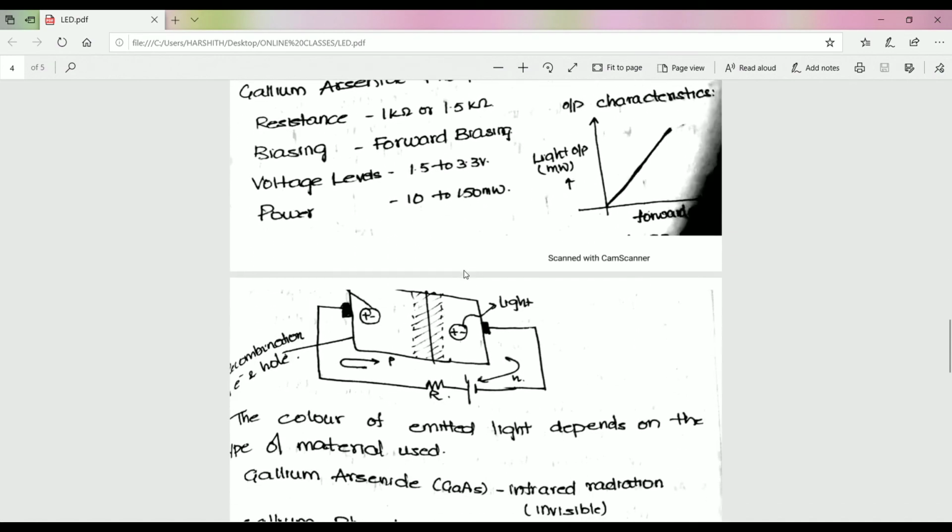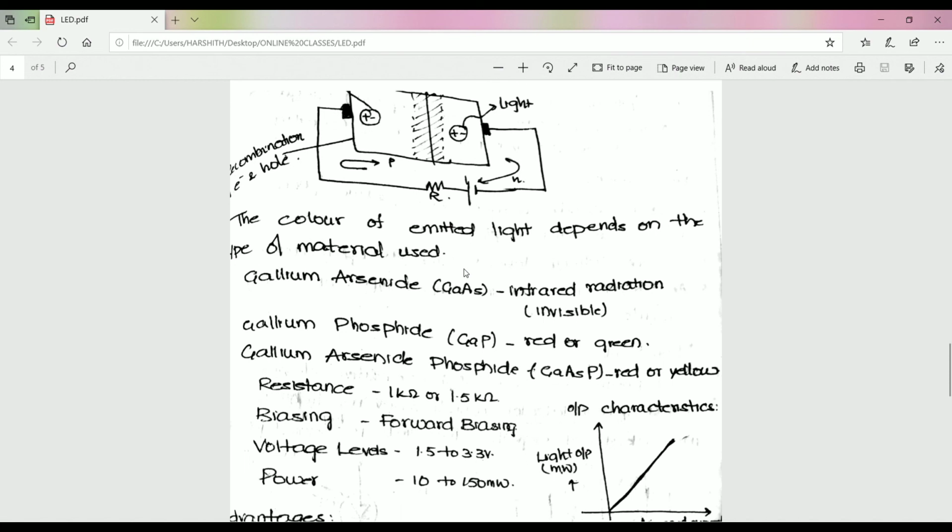Next, construction. First of all, construction of the LED. One of the methods used for LED construction is to deposit three semiconductor layers on the substrate. In between the P and N regions, there exists an active region. The active region emits light.